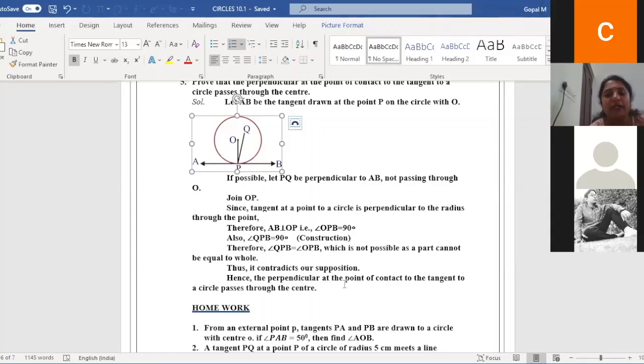Hence the perpendicular at the point of contact to the tangent to a circle passes through the center. Just we need to assume. Here I have taken PQ towards my right. You can take it towards your left and you can prove it. So here when PQ overlaps with OP, then it will be correct. Am I clear, children? We need to assume PQ is also perpendicular. Then we need to say our assumption is wrong.